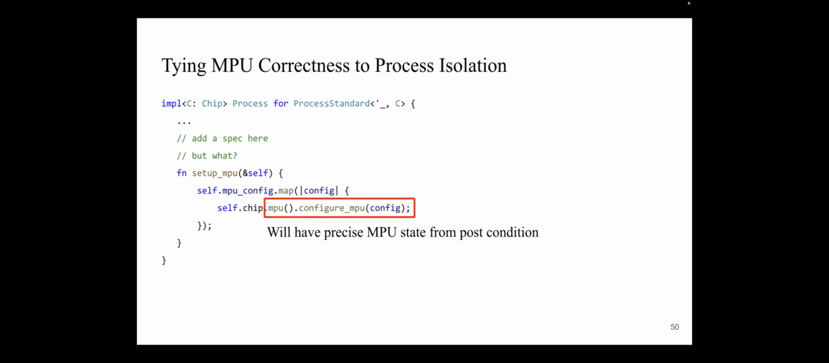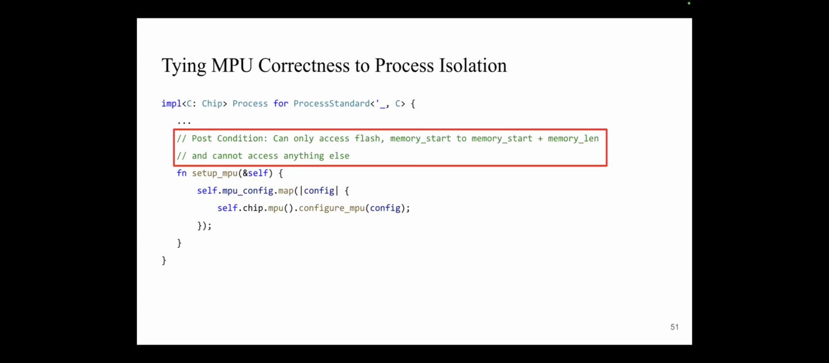And look at that, this is the function or trait method that we added specifications for before. So here we're going to have a precise idea of NPU state from our specification of configure NPU. Using that, we can add a specification to setup NPU that explicitly talks about the NPU's current configuration in relation to flash and the stack, data, and heap for a given process.